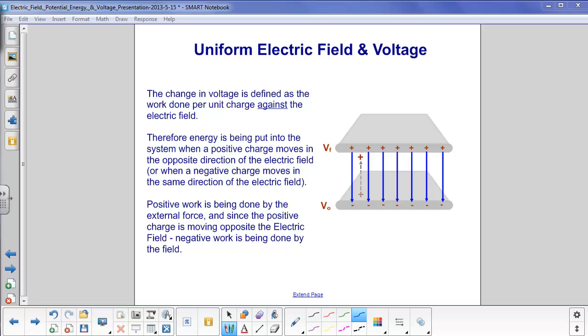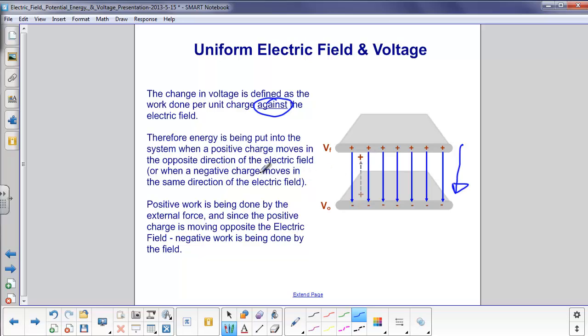The change in voltage is defined as the work done per unit charge against the electric field. Therefore, we have to put energy into the system when a positive charge moves in the opposite direction of the electric field. Positive charges want to go from top to bottom. They want to be repelled by the positive charges here, wind up down here. So if we want to go this way, we have to put positive work into the system.